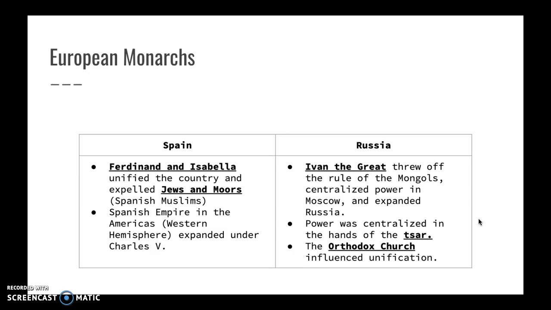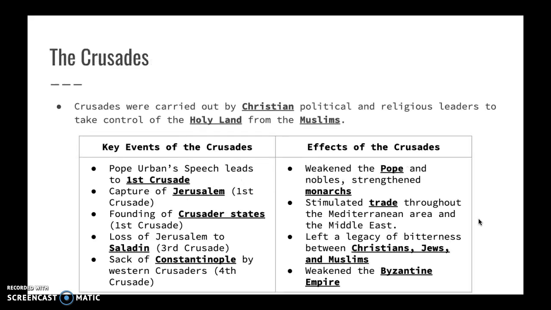In Russia, you've got Ivan the Great, who overthrows the power of the Mongols and centralizes power in Moscow. He's able to expand Russia vastly, and he centralizes power. This centralized power is known as the Tsar, which is the Russian word for king. And just like we talked about in previous videos here, the Orthodox Church is still the main church in Russia, and they got that from the Byzantine Empire.